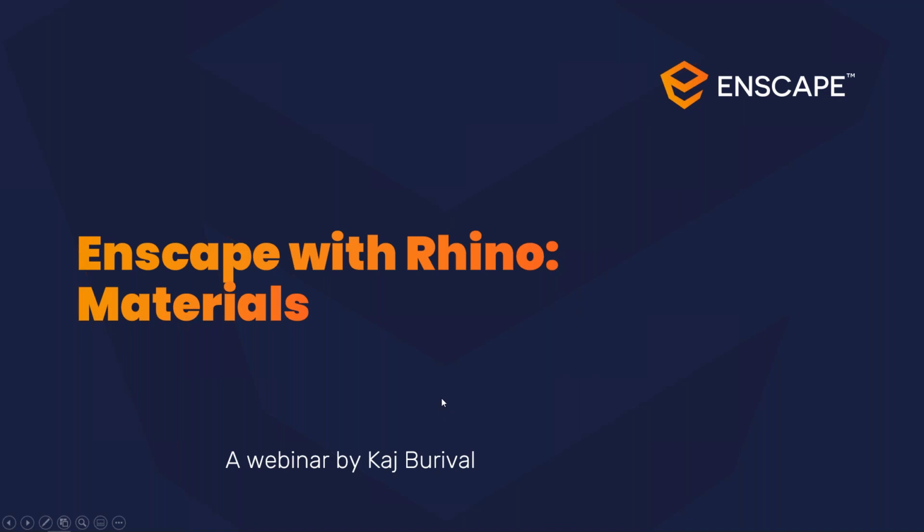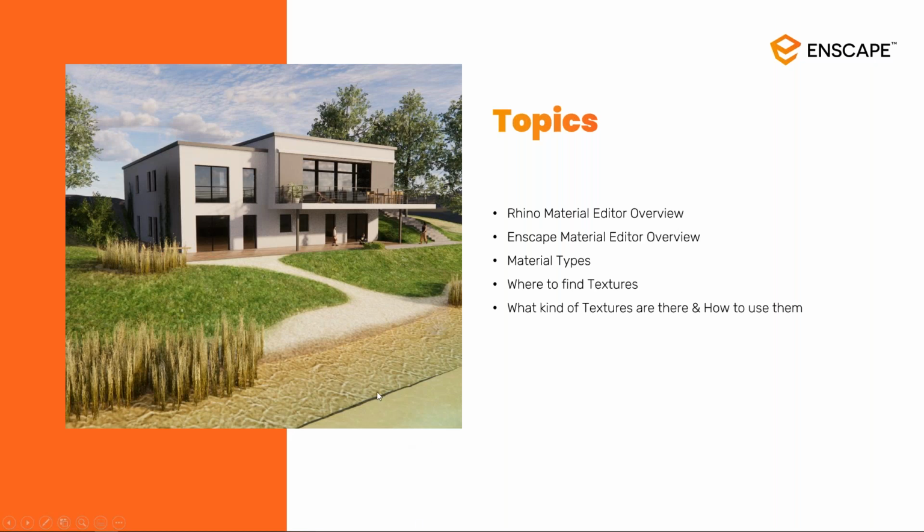Yeah, so let's have a look at the topics in detail today. We will first have a look at the Rhino Material Editor and how to use it in connection with Enscape. We'll have a look at the Enscape Material Editor and how to use it, the differences between the two. We will have a look at the various material types that you can select in the Rhino Material Editor. We will check out where to find textures, free or paid for, and we will have a look at what kind of textures there are and how to use them effectively. So after this webinar is ended, you should have a firm grasp on how to set up beautiful, convincing materials and set up a convincing scene. And once again, if there's any questions regarding that, feel free to share it in the questions field and we'll have a look together into that.